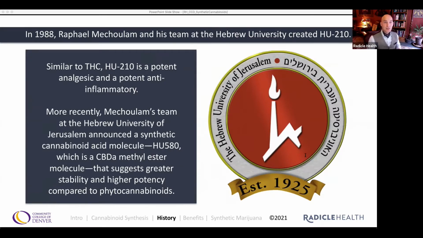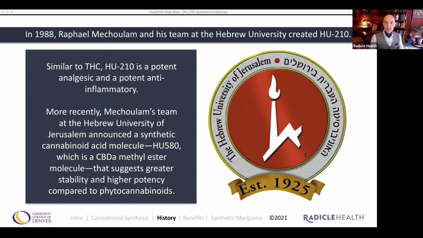More recently, Mechoulam's team announced a synthetic cannabinoid acid molecule. This is HU580, a CBD methyl ester molecule. It suggests greater stability and higher potency compared to phytocannabinoids. The acidic cannabinoids, THCA and CBDA, are really difficult to work with, especially in a research environment, because they degrade so easily. So HU580 will enable researchers to further explore the novel therapeutic approaches of the acidic cannabinoid-like compounds.